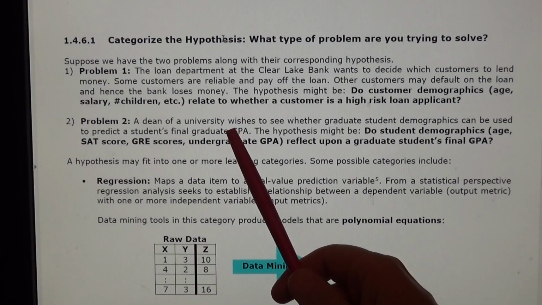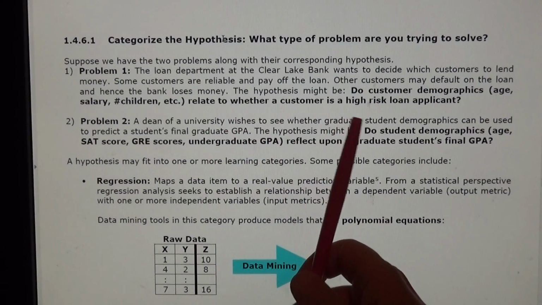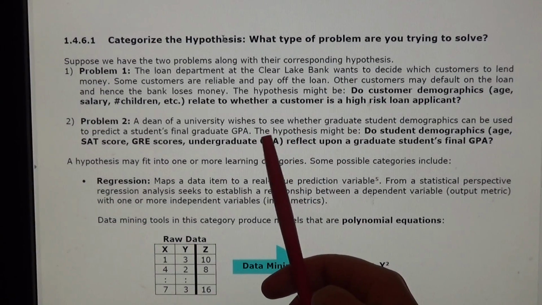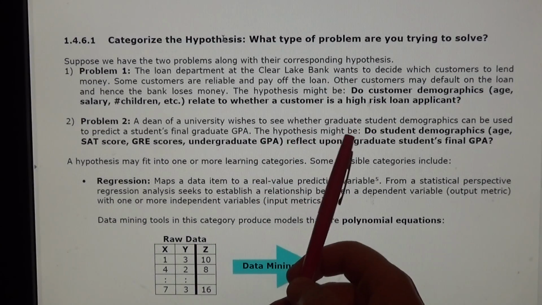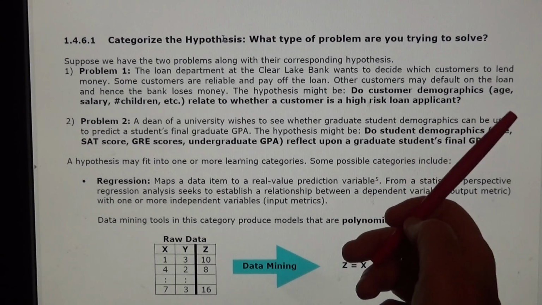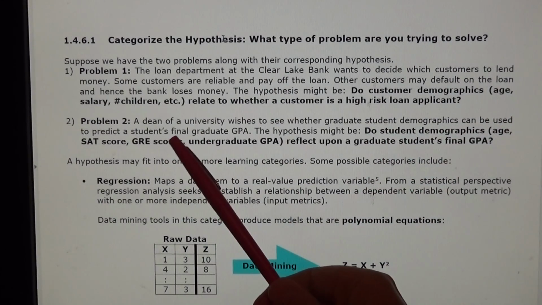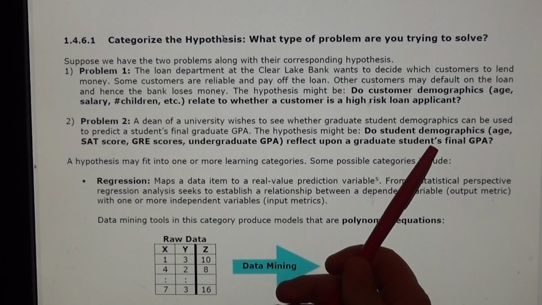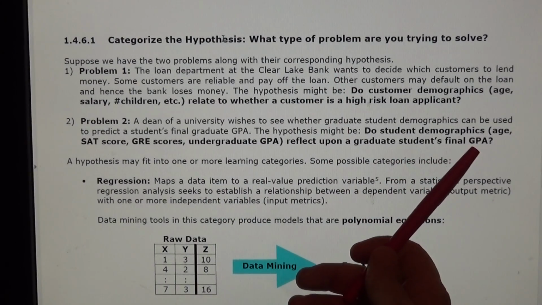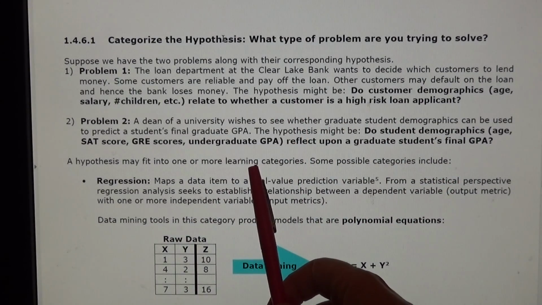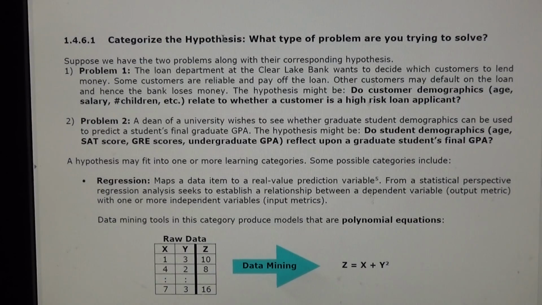Another type is, let's say the dean at the university wants to see whether graduate student demographics can be used to predict a student's final graduate grade point average. So the hypothesis might be, do students' demographics such as age, SAT scores, GRE, undergraduate GPA reflect upon a graduate student's final grade point average? And the hypothesis might fit into one of several categories.